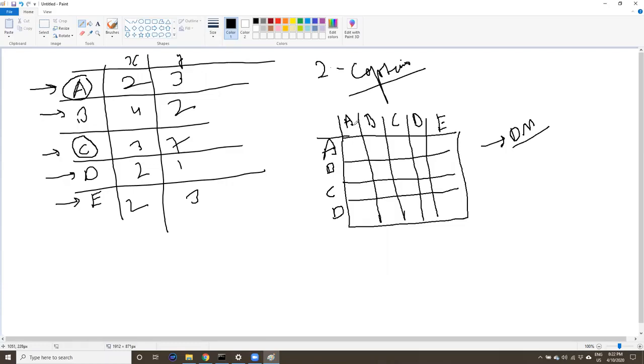Now, can you all tell me, those who are viewing, what is the distance between A and A? 0. So all the diagonal elements within this will become 0. I forgot to put E. Okay, done.